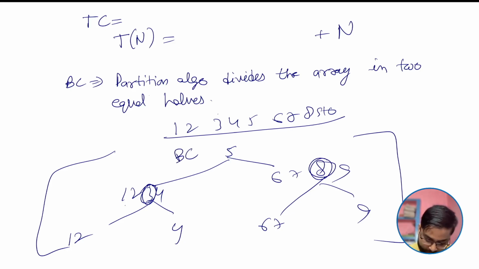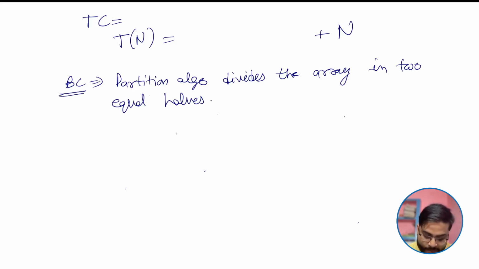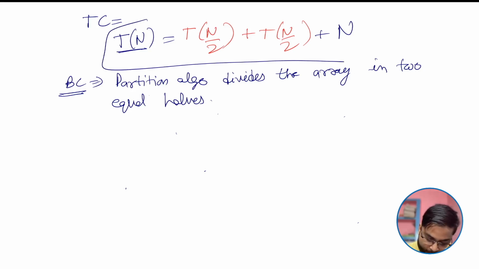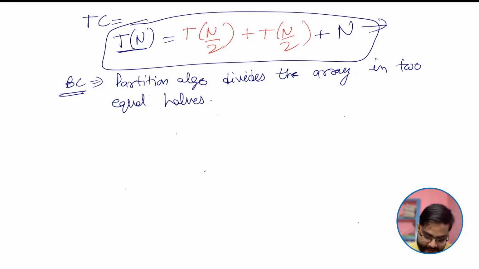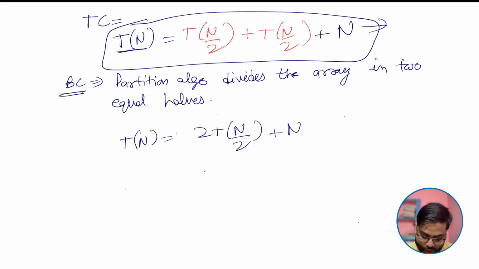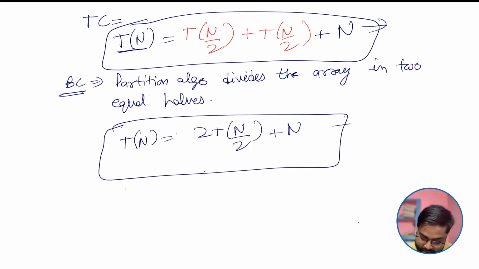So this can be the best case of our quick sort. Best case is when our partition algorithm divides the array in two equal halves. Let's say we have n elements, and my partition divides it into two equal halves, so it will be 2T(n/2). This can be the recurrence relation for the best case: T(n) = 2T(n/2) + n. This is similar to merge sort, right? So solve it using the Master theorem.